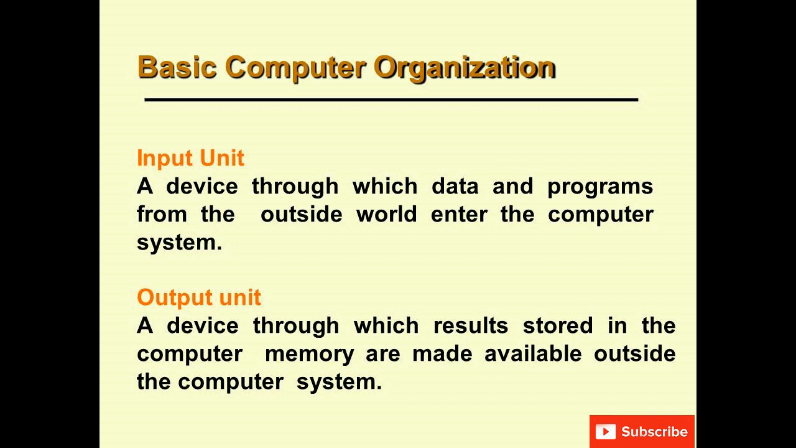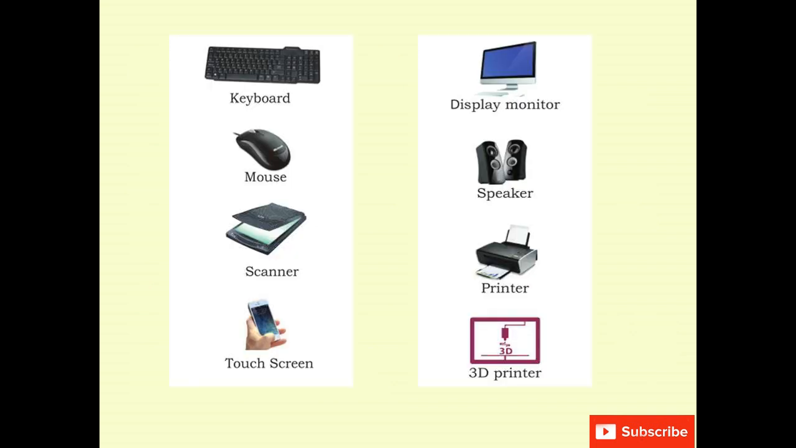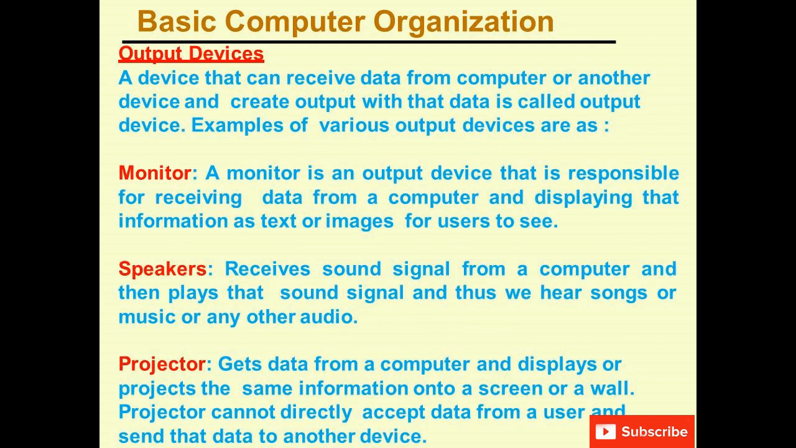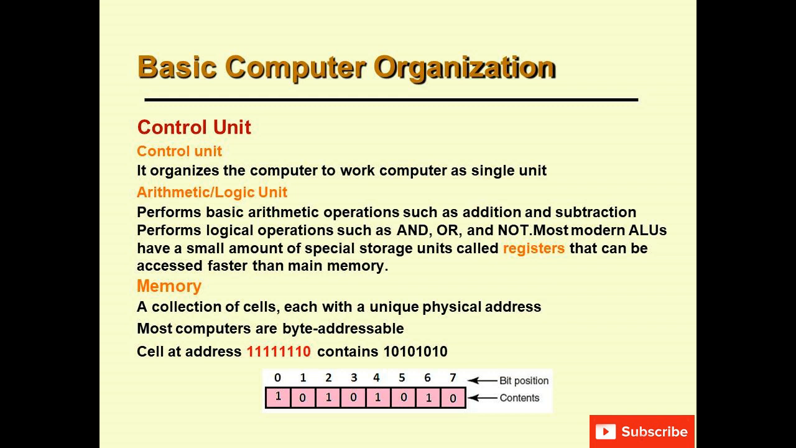CPU is the brain of the computer. It consists of the control unit and the arithmetic logical unit. ALU performs arithmetic operations such as addition, subtraction, multiplication, division, etc., and logical operations such as AND, OR, NOT. CU, the control unit, controls all the work or tasks to be performed. Memory is used to store all the data and the information.